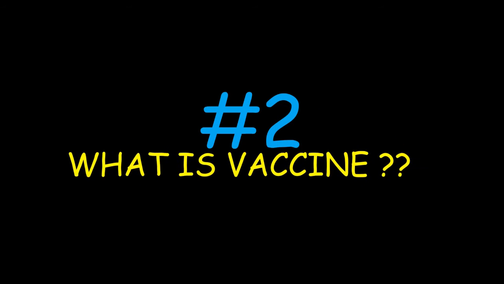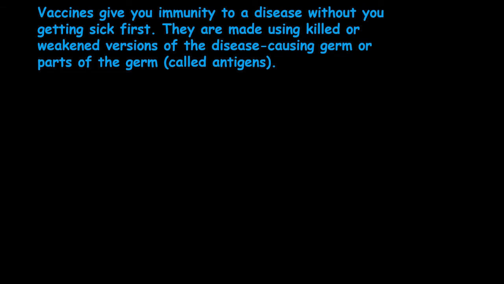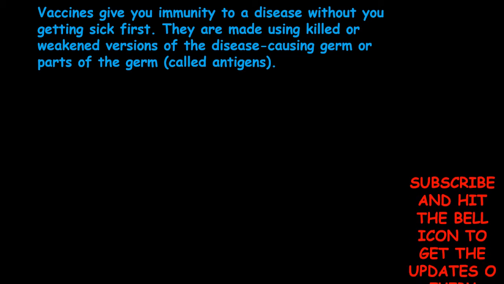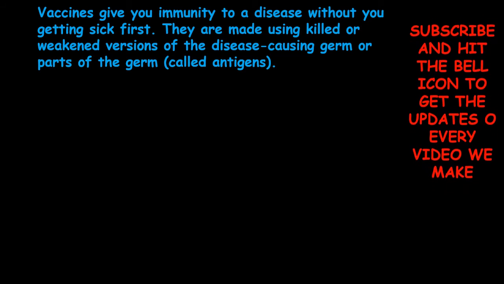At number 2, let's know what is a vaccine. Nowadays we all are waiting for the coronavirus vaccine. But do you actually know what a vaccine is? Let's find out. Many people think that vaccines are human-made antibodies. But actually vaccines are made using killed or weakened version of disease-causing germ or part of the germ called antigens. Yes, you heard it right. The same germ is being injected in your body, but in a weakened or dead form.